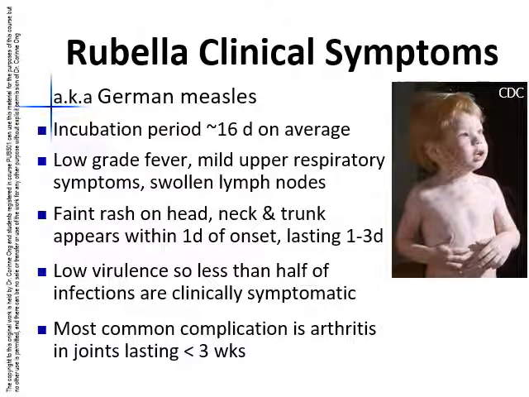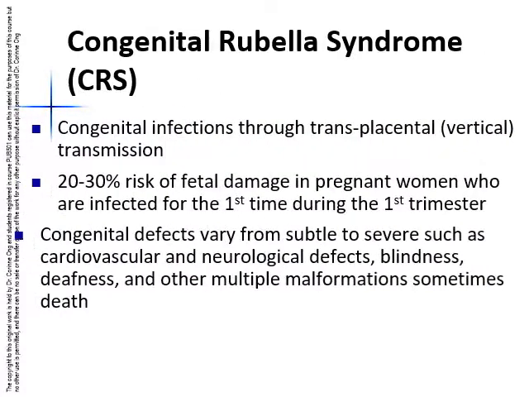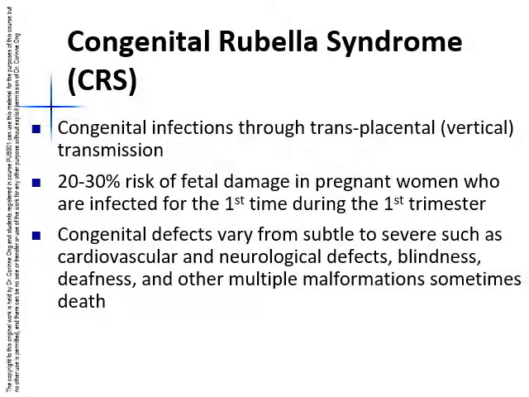As I've mentioned in previous lectures in ENH 322, arthritis in children is rare, and this is a symptom that may indicate that a prior infection has occurred. Congenital rubella syndrome is the main reason why this disease is of concern during pregnancy. Transplacental transmission can occur, and there is a significant risk of fetal damage in pregnant women who are infected for the first time during the first trimester. Congenital defects vary from subtle to severe, such as cardiovascular and neurological defects, blindness, deafness, and other multiple malformations, and sometimes death.